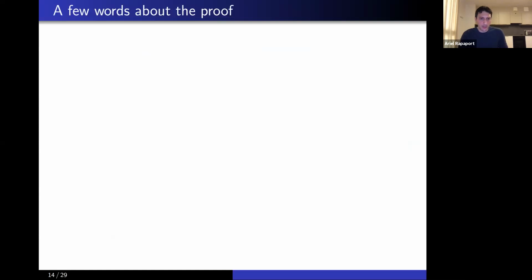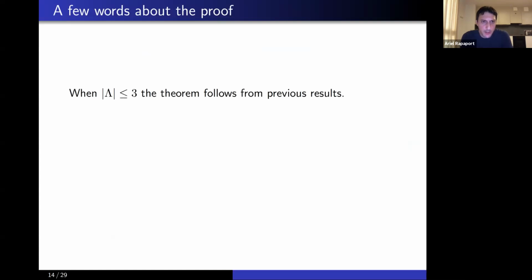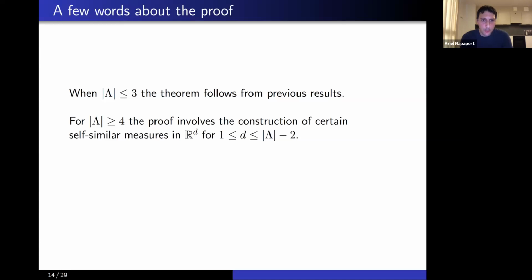Okay, and I'll say only a few words about the proof. So when the index set, as I said before, is of size at most 3, the theorem follows by previous methods, so nothing new needs to be done. But when lambda is at least 4, they need to do something new. The proof involves constructions of certain self-similar measures in higher dimensions. So I defined only self-similar measures on the line, but you can, of course, define self-similar measures also in higher dimensions, and we construct such measures.